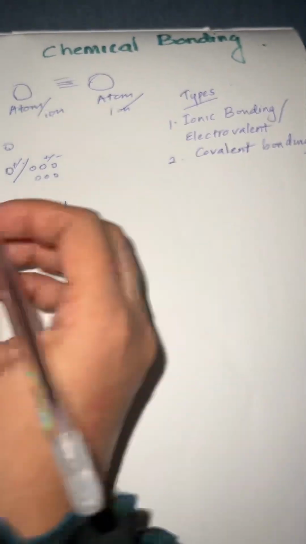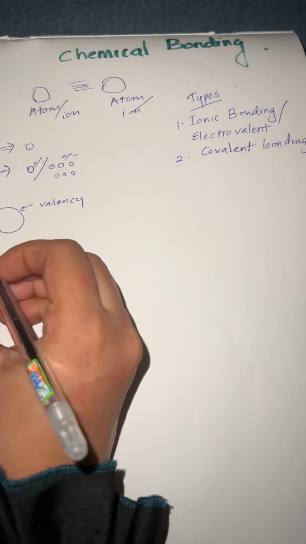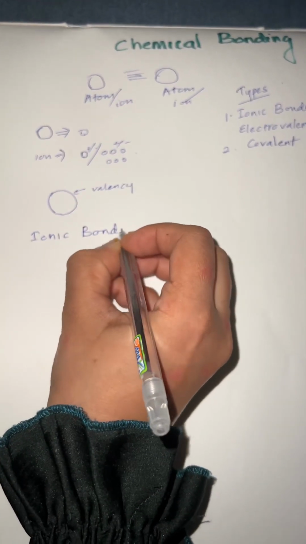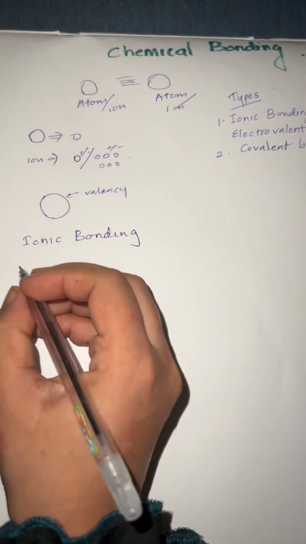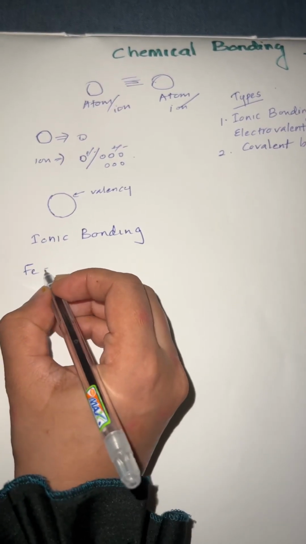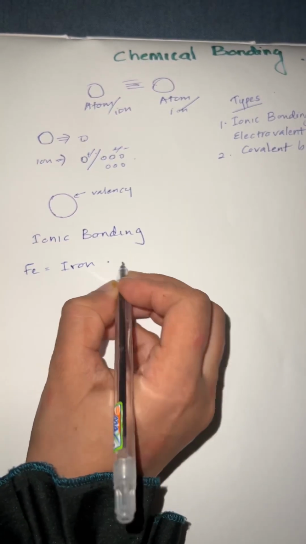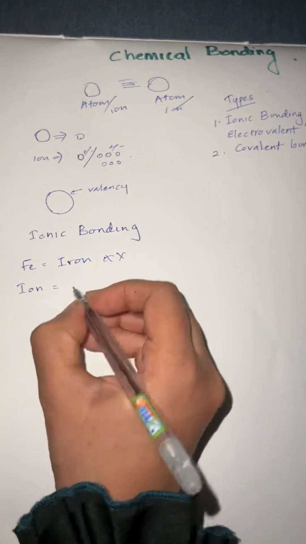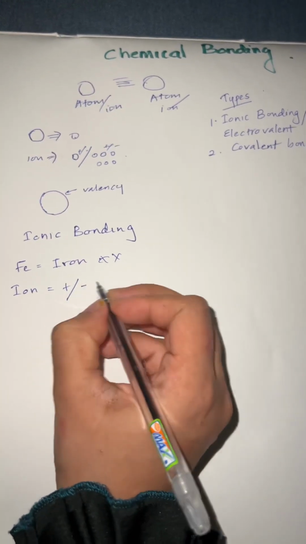Right. So what is this ionic bonding? It is made up of ions. Not iron, let me just tell you, Fe is iron. So we are not talking about that here. It is ion, I-O-N, that is a positive or negative group of atoms.